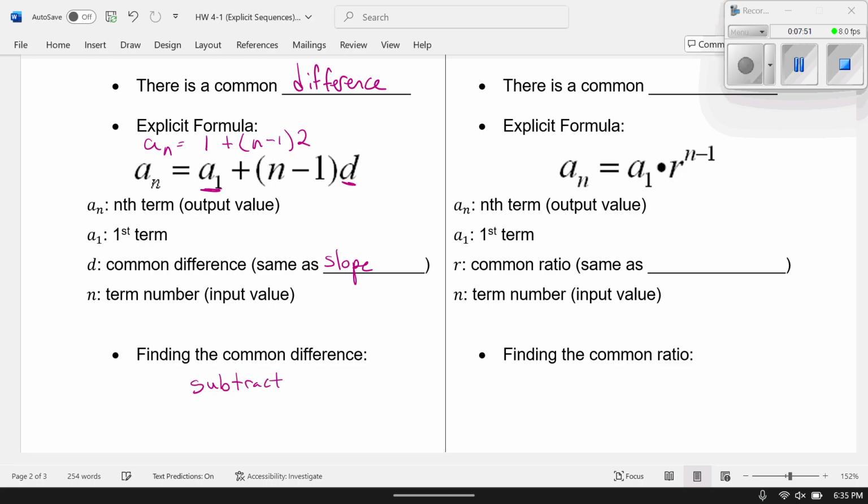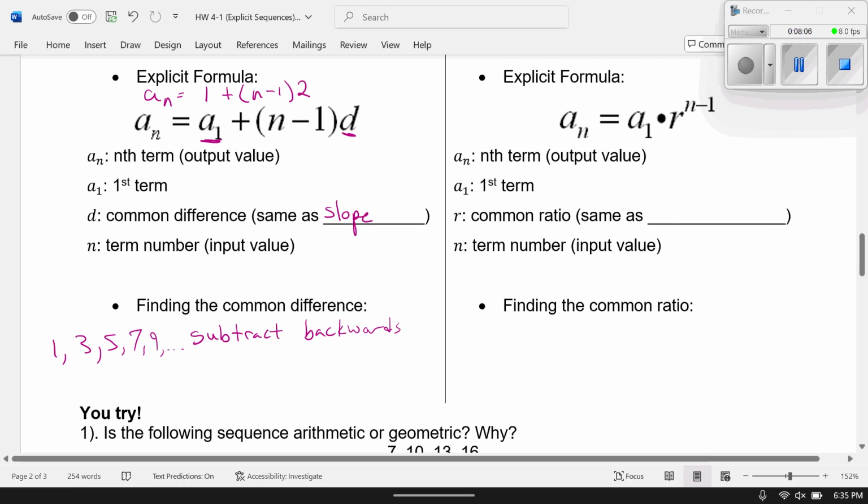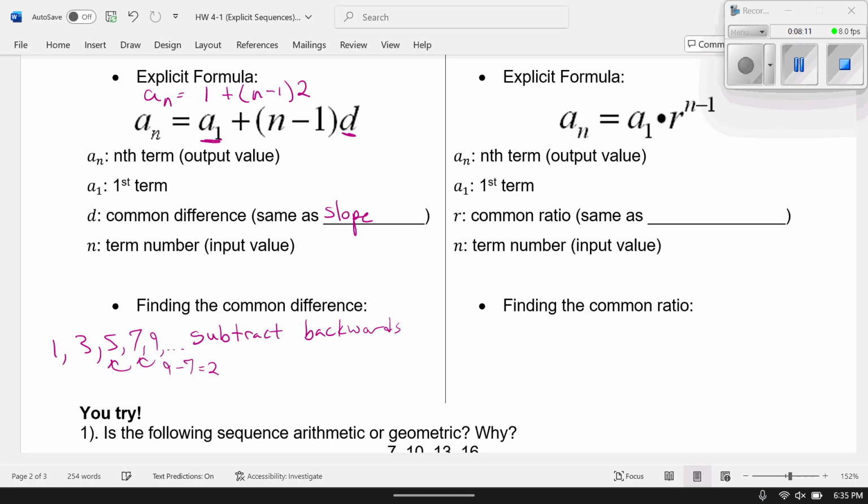Now, to find the common difference, you subtract backwards. So in that example I gave you before, 1, 3, 5, 7, 9. If you didn't know that you were adding 2, you would just go backwards and say 9 minus 7 is 2. 7 minus 5 is 2. 5 minus 3 is 2. 3 minus 1 is 2. You get the point? Every time you subtract backwards, you keep getting 2. And you're subtracting, which is why it's called a common difference.